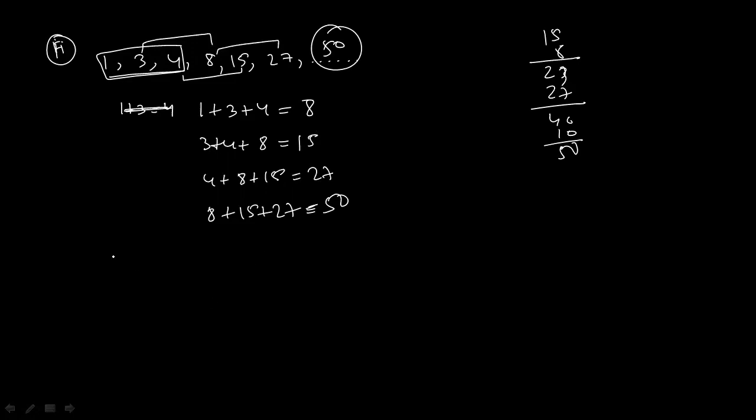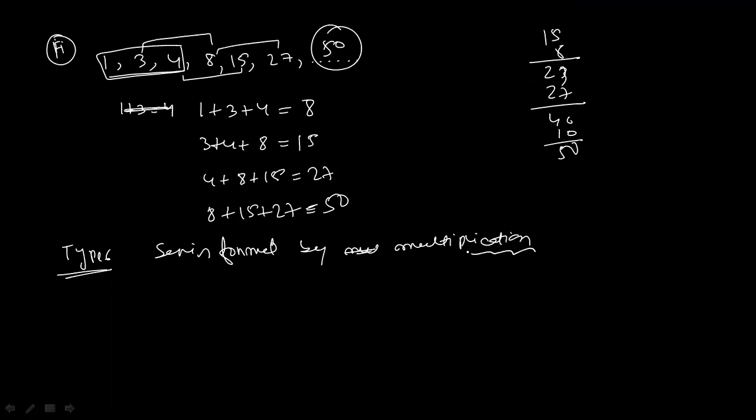Okay, now this was type 5. Now we'll discuss type 6. Type 6 is series formed by multiplication. Let me take one example. Suppose the series given is 0.5, then 1.5, then 4.5, then 13.5. You have to find the next number.